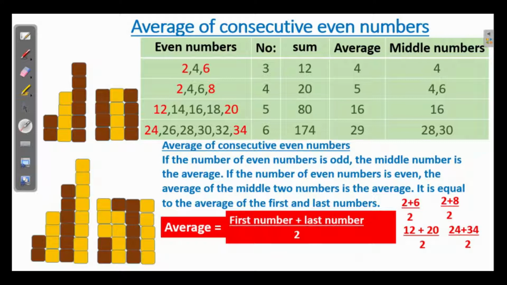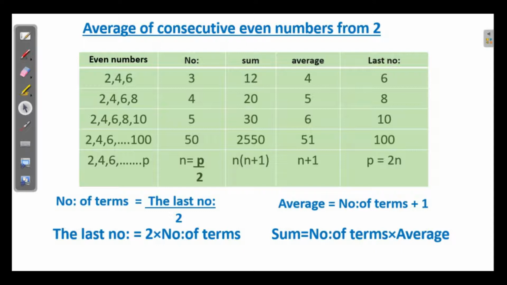So, we have to learn that average is equal to first number plus last number divided by 2. Is this correct for odd numbers and for natural numbers? See it yourself. Find it out.